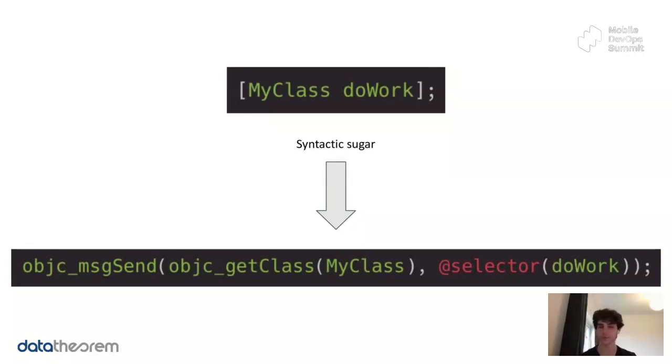The first argument will be the receiver of the message send. In this case, it's this myClass reference. And then the second argument will be the selector that we're sending in the message. In this case, doWork. Okay, so keep that in mind.